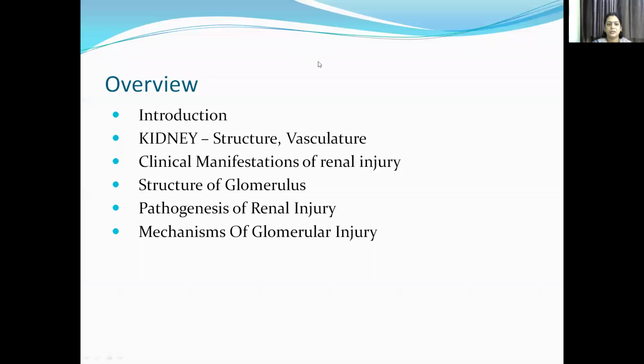I'll be talking about the renal diseases under these headings: introduction, kidney structure, vasculature, clinical manifestations of renal injury, structure of the glomerulus, pathogenesis of renal injury, and mechanisms of glomerular injury which will lead to reduced GFR, and the basic renal disorders.